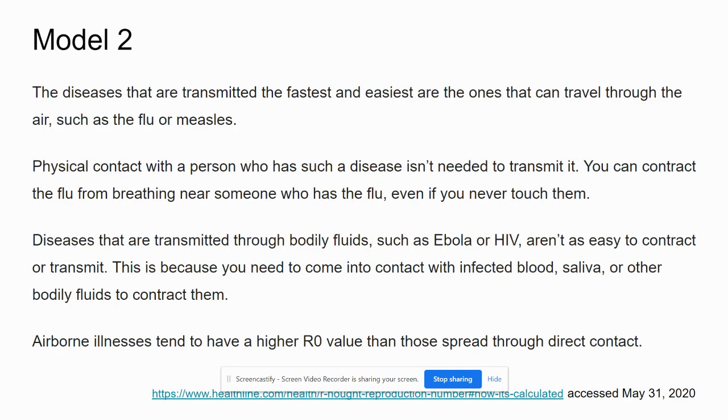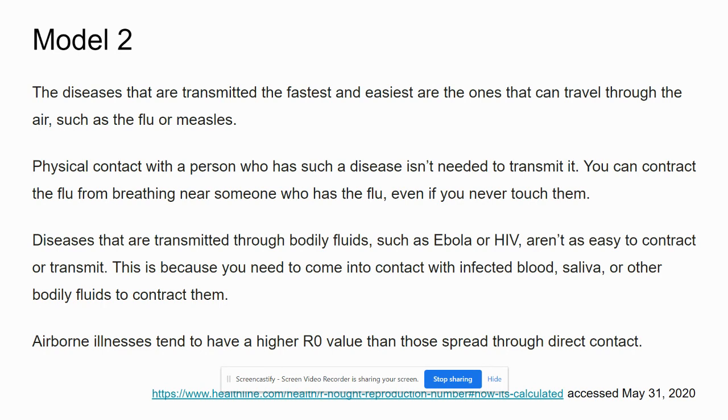Let's look at a slightly more complex example, this one taken from a health website, describing R0 value, or the reproduction value, the speed with which an illness reproduces. Let's read it through first. The diseases that are transmitted the fastest and easiest are the ones that travel through the air, such as the flu or measles. Physical contact with a person who has such a disease isn't needed to transmit it. You can contract the flu from breathing near someone who has the flu, even if you never touch them.